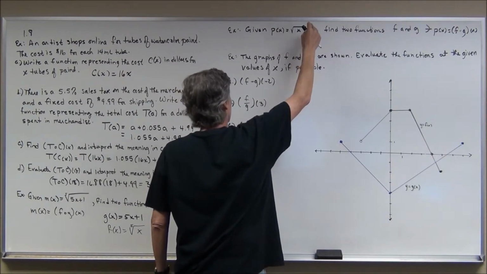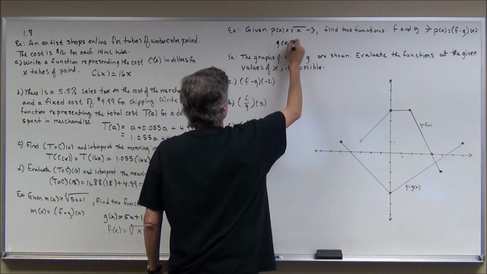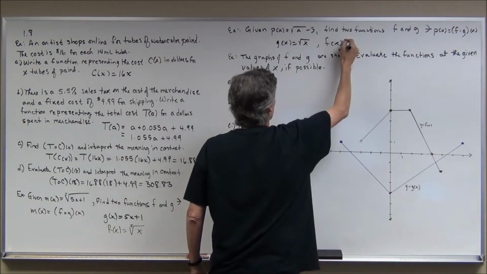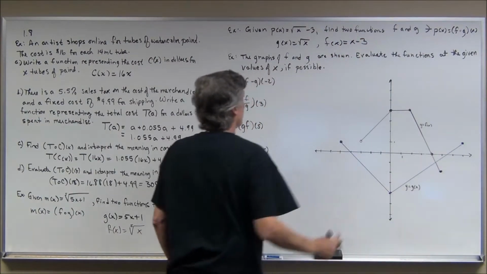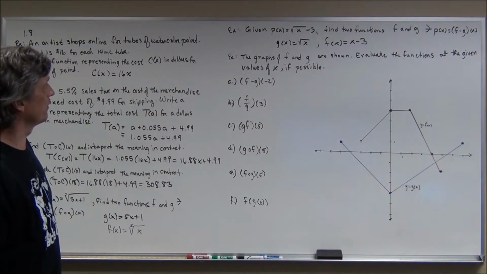Then, the last thing I would do is subtract 3 from that. So my inside function, g of x, would be the square root function, and then my outside function would mean I would have to subtract 3. It would be f of x equals x minus 3. And again, compose those, see if you don't get back to p of x there.